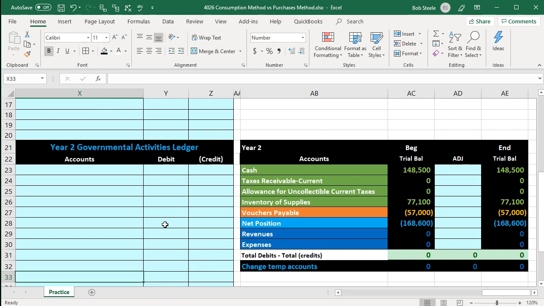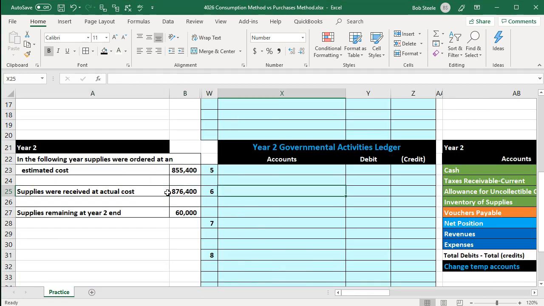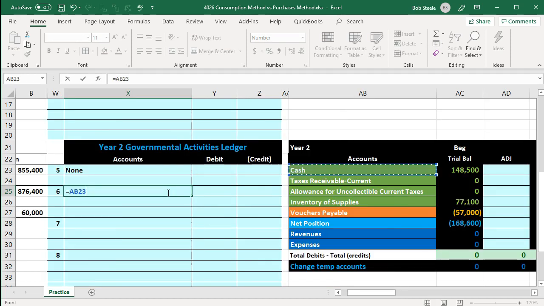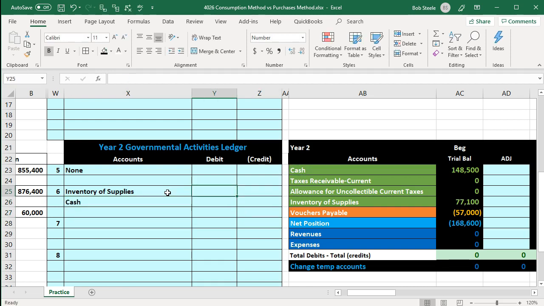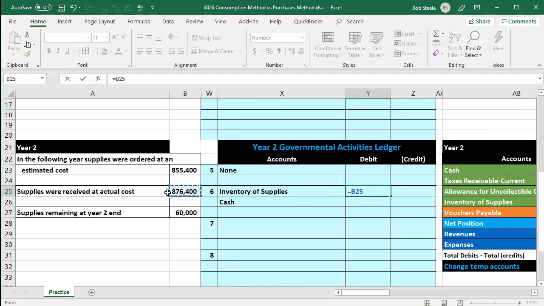If we went through this same process for year 2, we would simply say that there's going to be none on the first item, dealing with encumbrances. Then we have the inventory that we bought. We're going to say cash is going to go down. We got inventory that's going to go up. Cash is going to go down for the actual amount, which is going to be that 876.4 debit and credit.